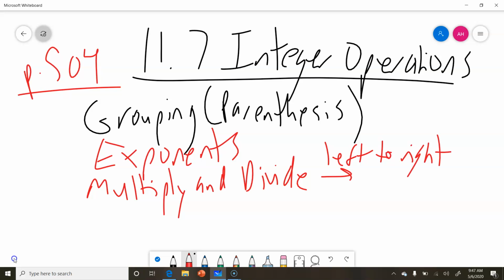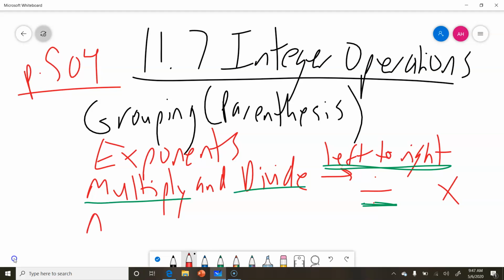Okay, so if you have a division sign and then a multiplication sign, you do this one first, because you always go from left to right. So it's not like multiply first, then divide. It's not multiply, then divide. It's multiply and divide. Okay, not then.